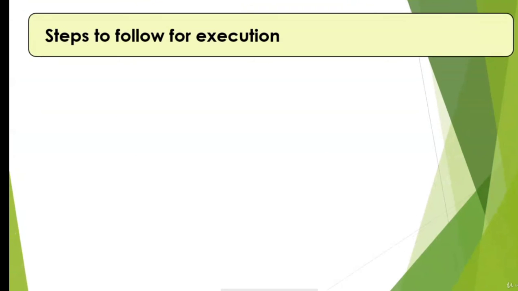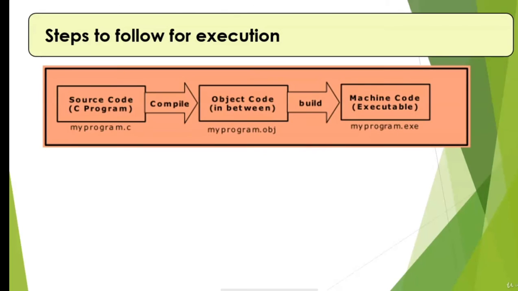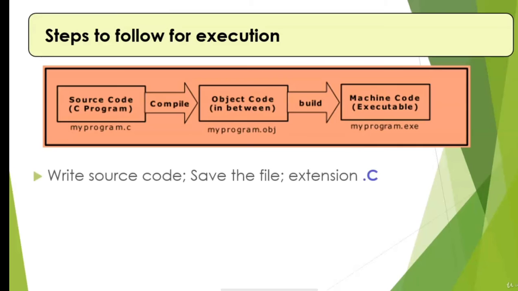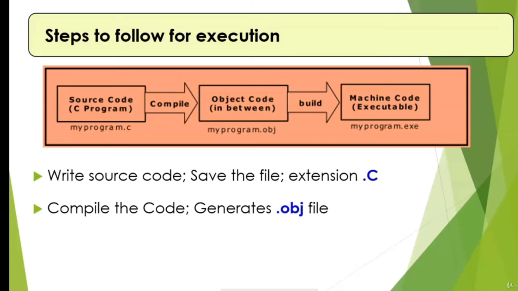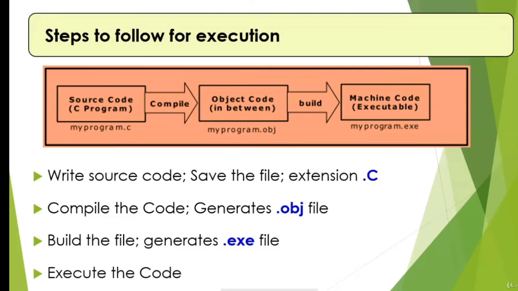Let's understand how exactly a C program executes. This figure gives you more information. At the beginning we write the C source code, which has the extension .c. We need to compile this C source code. After compilation, it generates the object code, which has the extension .obj. Using the .obj file, we build the final executable file. This executable file has the extension .exe, and finally the code is executed with the .exe file.